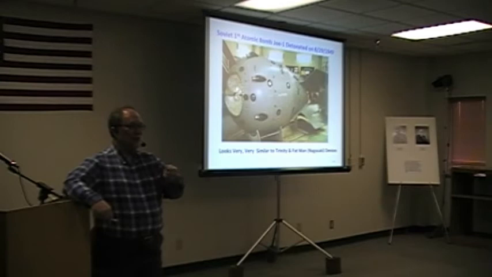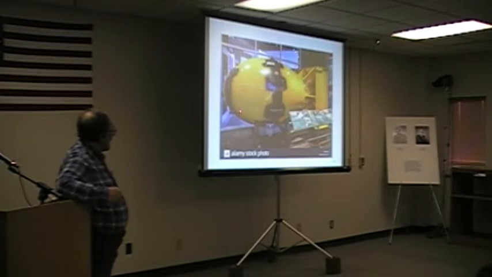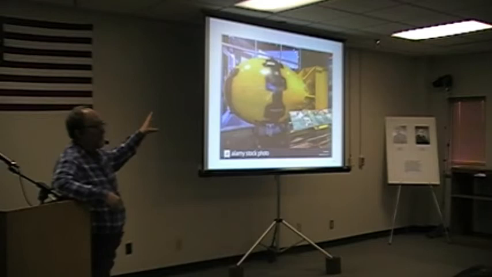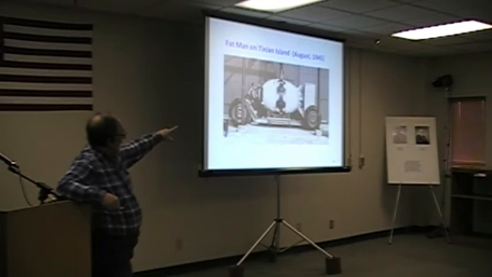Next. That's a mock-up at Los Alamos. That's Fat Man. If you go back one, now go forward. Externally, they look like the same thing. And internally, they're apparently very similar. Next. This is Fat Man on Tinian Island just before it flew to Nagasaki.